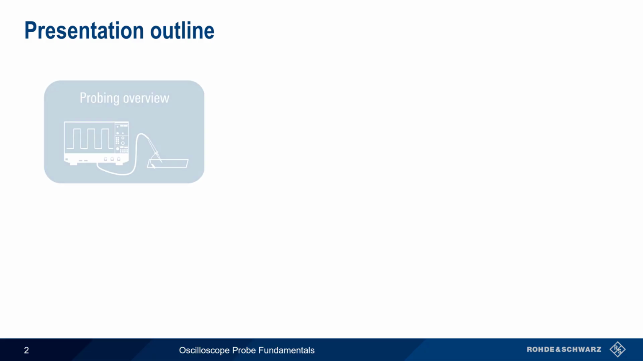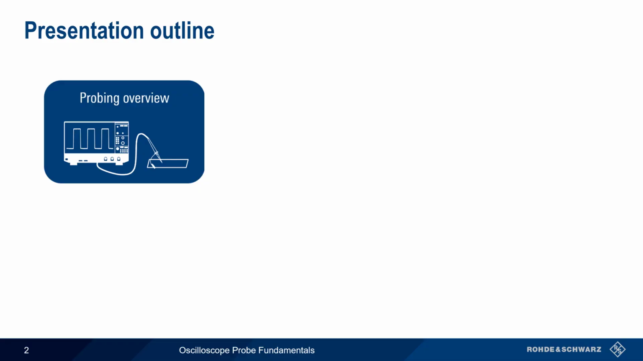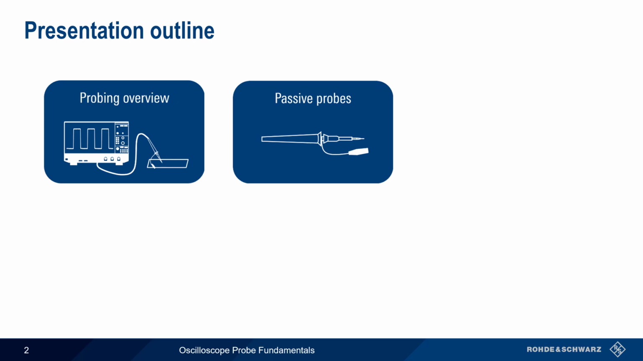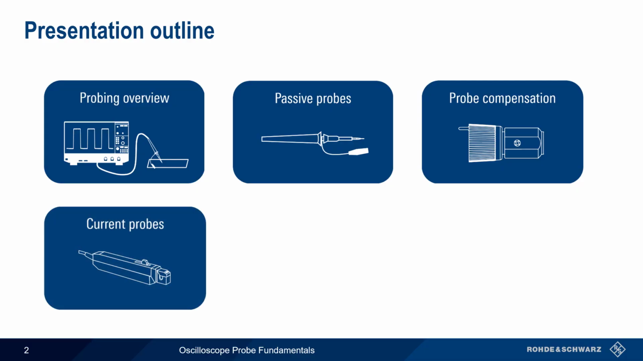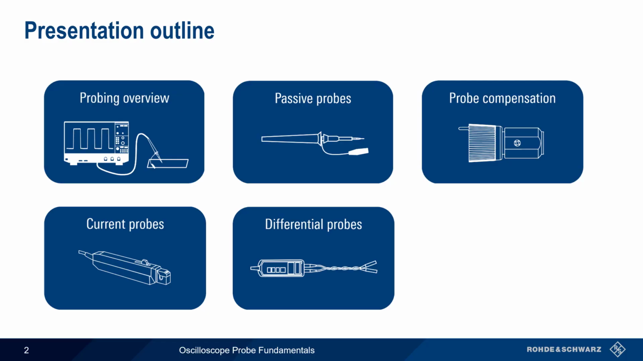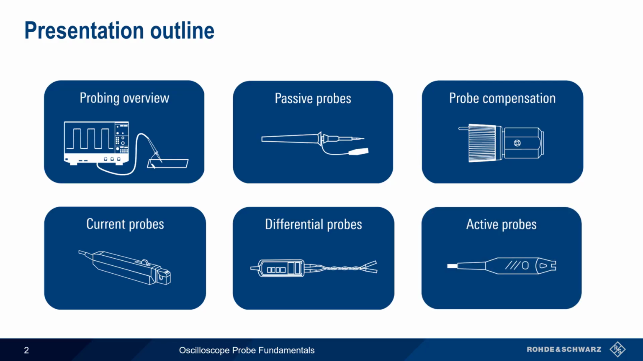This presentation is divided into 6 sections. The first is a general overview of probing and the things to consider when deciding which probe to use. The next covers passive probes, which are the most common type of oscilloscope probe. We'll then talk about probe compensation and why this is important when using passive probes. After that, we'll switch to current probes, since these are another very common type of probe. And we'll end the presentation by talking about 2 special types of probes: differential probes, which measure voltage between any 2 arbitrary points, and active probes, which can be useful when making challenging voltage measurements.